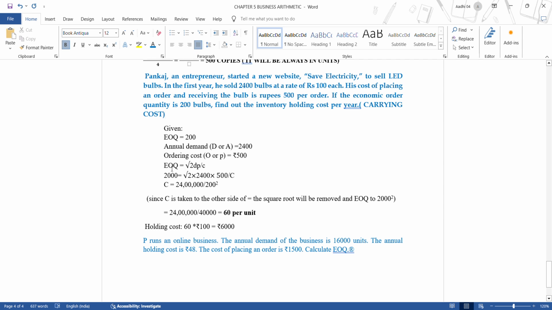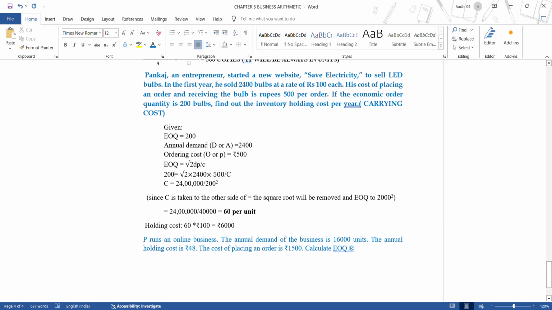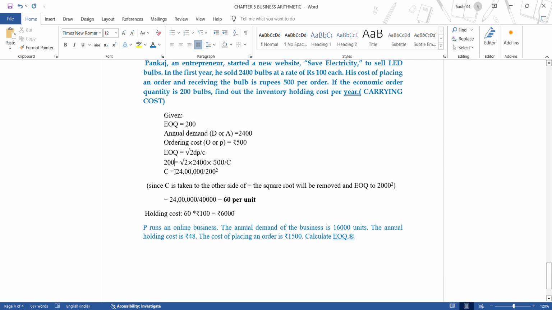Now, what is the formula? EOQ is equal to root of 2DP by C. Now substitute all the values. Under root of 2,400 into 500 divided by C. Now this is 200. So 200 is equal to EOQ is equal to root of 2,400 into 500 by C.